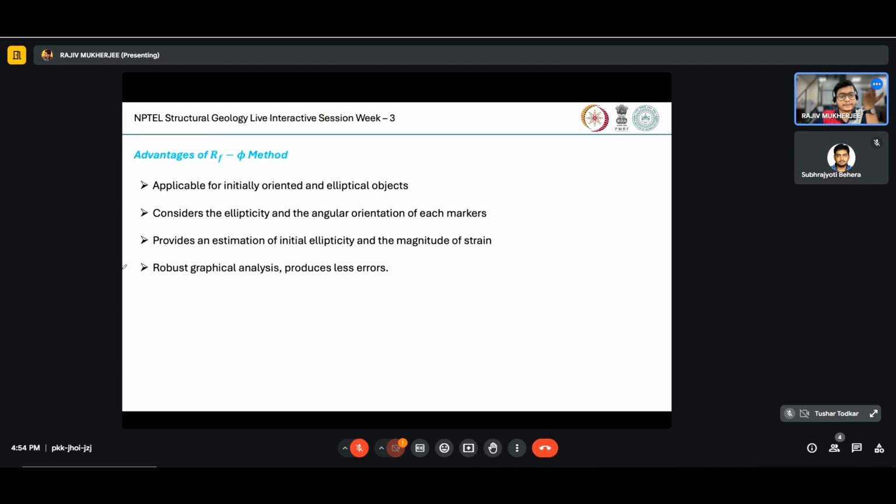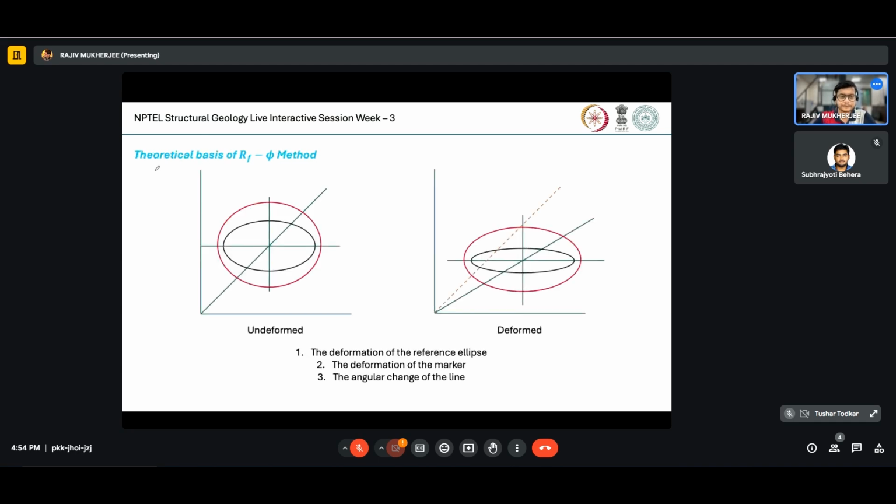And finally, it is a robust graphical analysis method, and a graphical analytical method, and it produces less amount of error. So that is why the RFI method has more advantages over the conventional center to center method for strain analysis. Now let us have some understanding of the theoretical basis for this RFI method.